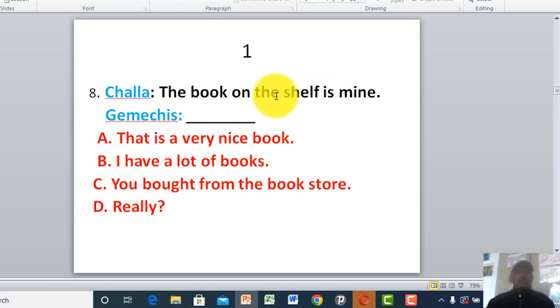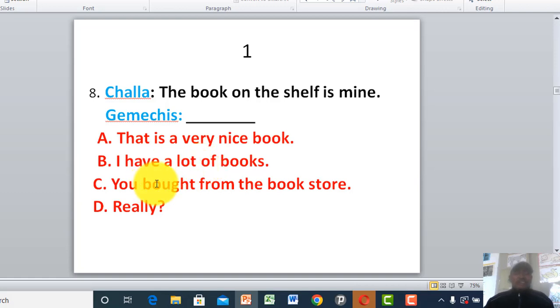The book on the shelf is mine. This is a kind of communicative skill, where the expression is from a real world context. So what is the expected response from Gemeshis? That is a very nice book. How do you know whether the book is very nice or not? Was the book with Gemeshis? No. I have a lot of books. It's not the business of Chala whether Gemeshis has a lot of books or not.